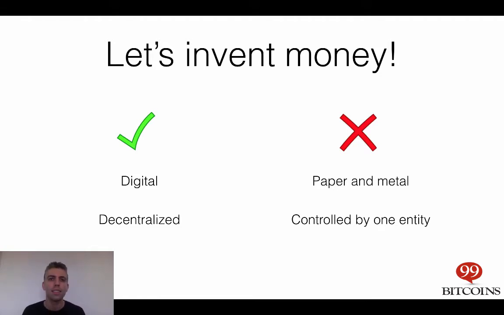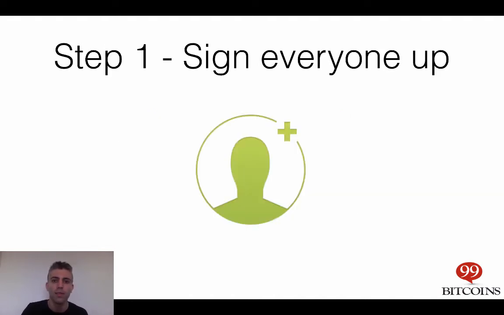Once it's decentralized and everybody sees everything that's going on, it's going to be much harder for a single individual to manipulate the system. And in a second, you'll understand why decentralization is so important. So now that we have the characteristics jotted down, let's get to work. Let's actually create the money. The first step will be to sign everyone up.